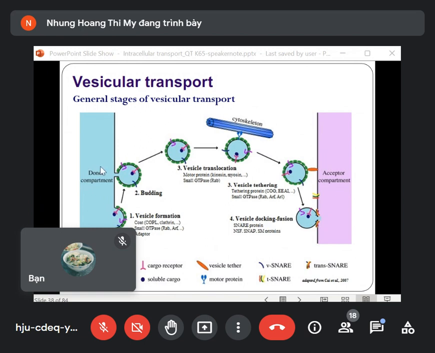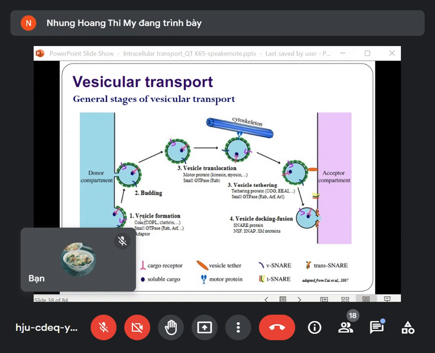So here you see from the donor compartment to the acceptor compartment, the cargo here is a protein. We have two types of cargo: the TM cargo, that means the transmembrane protein, and the solute cargo, that means the soluble protein. So this protein is now present in the donor compartment, and it needs to be transported to the acceptor compartment.